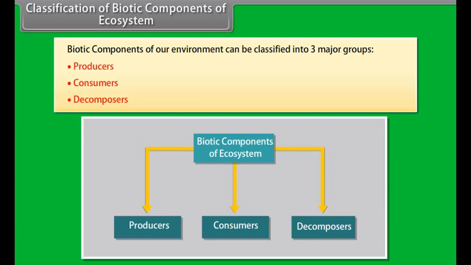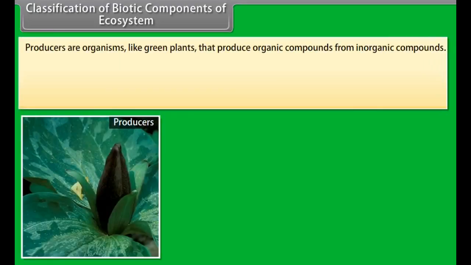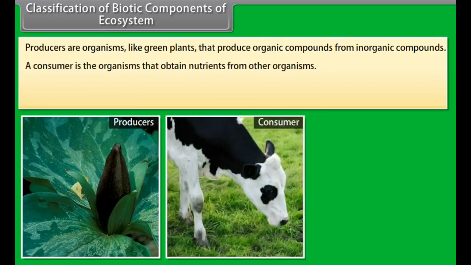Classification of biotic components of ecosystem. Biotic components of our environment can be classified into three major groups. They are producers, consumers, and decomposers. Now we will learn in detail what are producers, consumers, and decomposers.